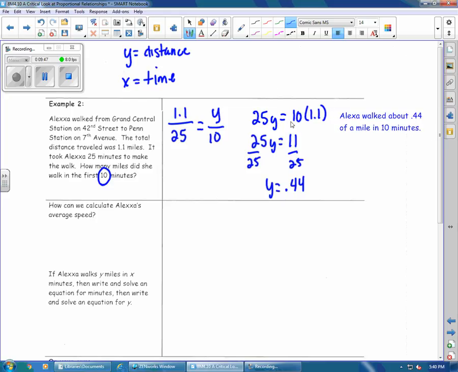But I wonder, did she really? Same thing with the driving one that we solved on the other page. I wonder if maybe Alexa stopped at the ATM to get money and get a Starbucks on her way, and that's why it took her 25 minutes, and she can actually walk much faster than what she did. So this is assuming a constant rate of speed. So the answer above assumes a constant rate of speed.